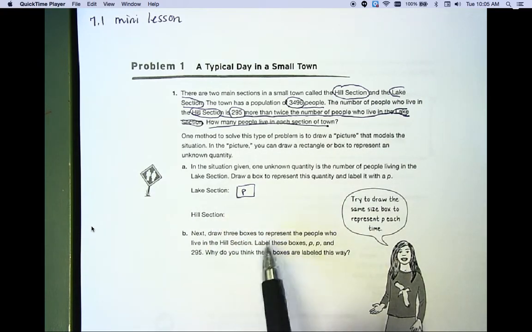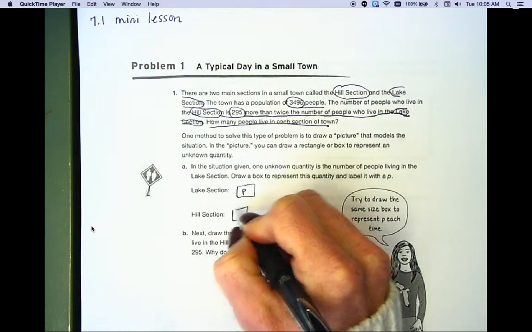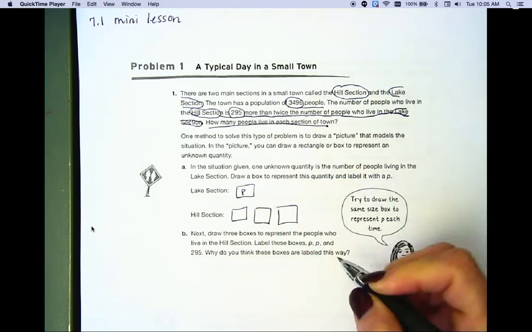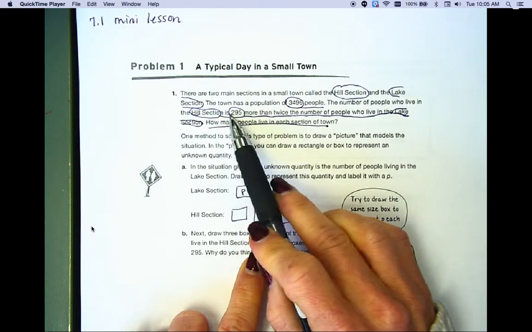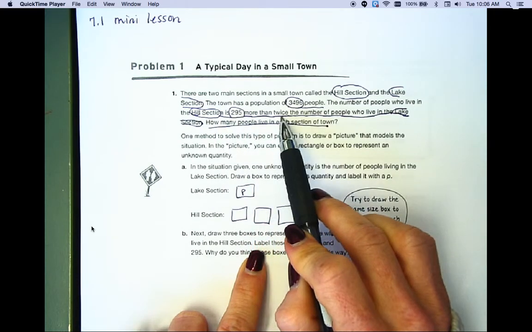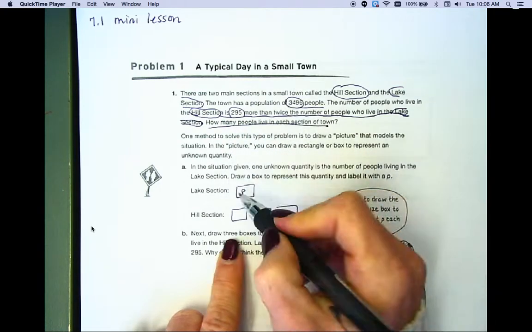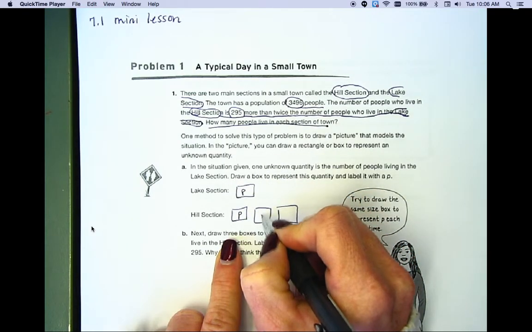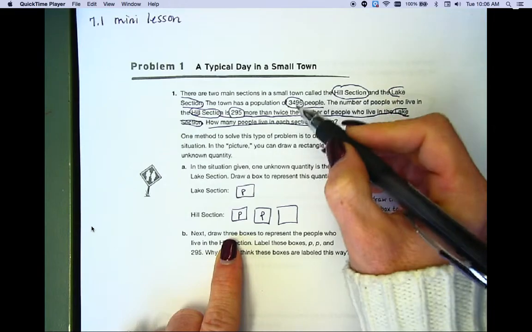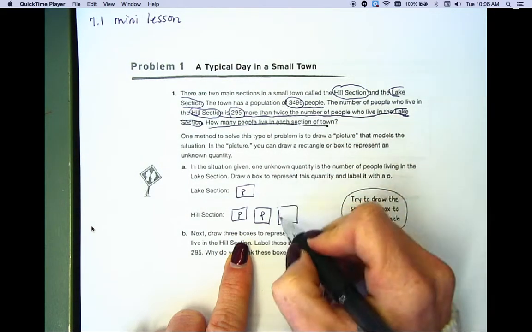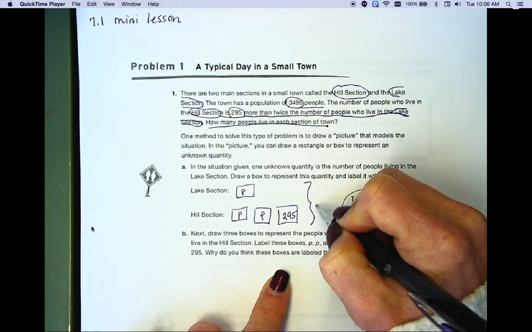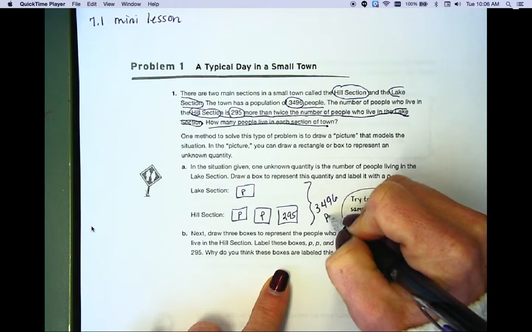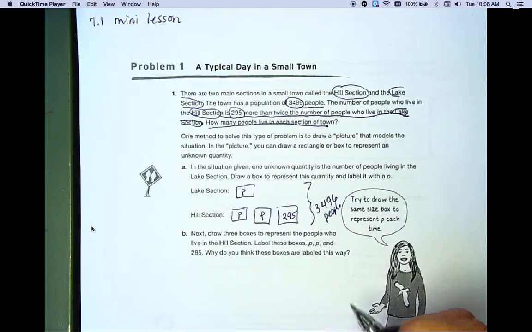Next, draw 3 boxes to represent the people who live in the hill section. Label these boxes. When we looked up here, the people that lived in the hill section is 295 more than twice who lived in the lake. Well, if the lake is P, twice that is 2 P's. And if there's 295 more, there would be another 295. And altogether, there's 3,496 people.